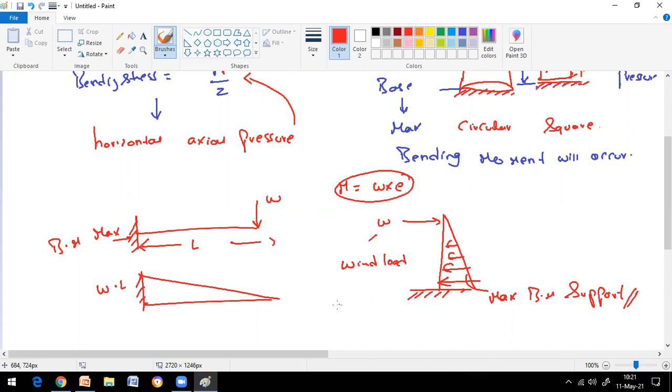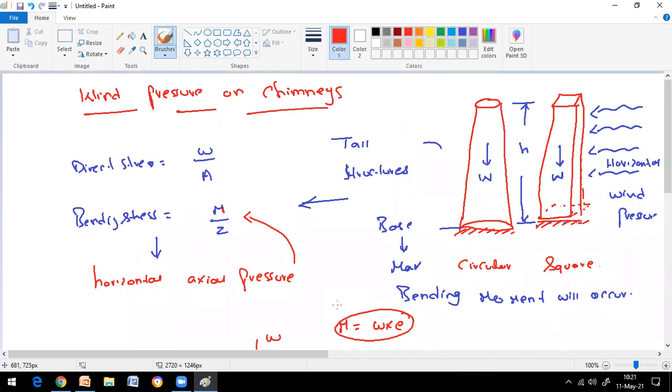So this is about direct stress and bending stress in chimneys. Here you have to understand clearly: in bending stresses, your moment is developed at the support of the chimney due to the horizontal wind pressure. And one more thing, the pressure due to the wind is usually specified as a horizontal force on a unit area of a vertical plane. Because this horizontal wind is applied on the surface of the chimney, which might be either a curved surface or a flat surface.